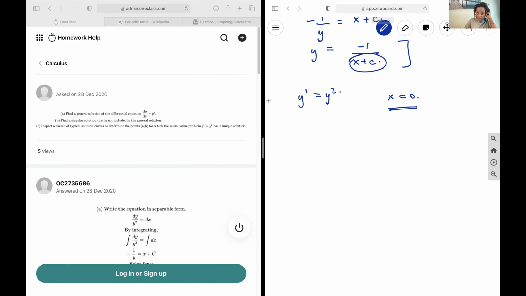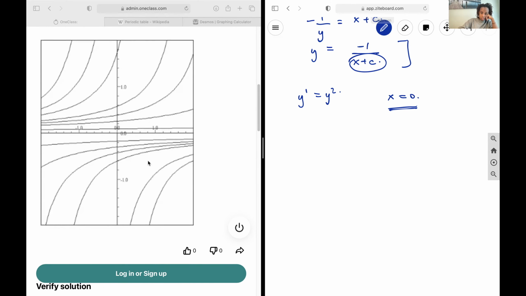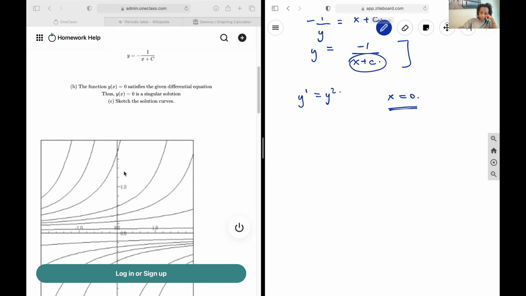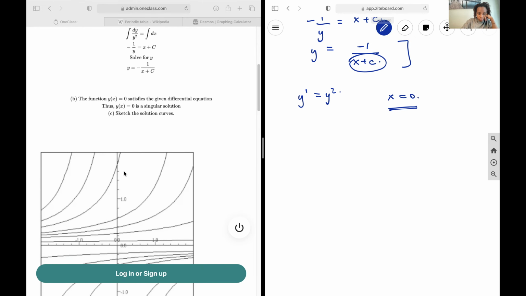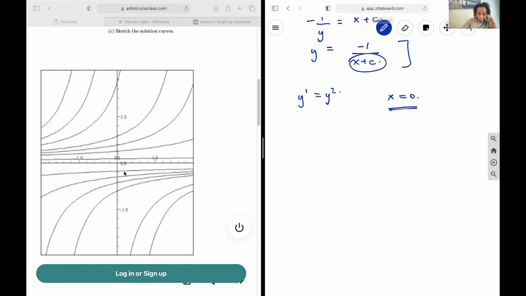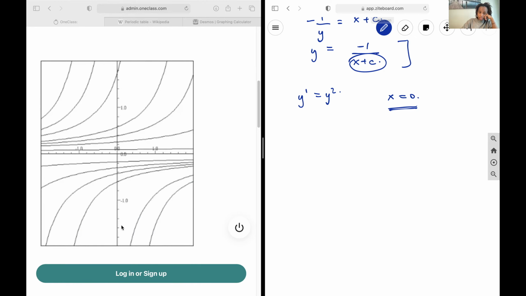You can evaluate it to ensure that the solution is true and that it does hold for our DE, but obviously it's not going to be included here. Next up, we want to inspect a sketch of the typical solution curves. And so here we have our curves. For which initial value problem does it have a unique solution? You're just going to examine this curve to determine at what point it has just one solution, and that's it.